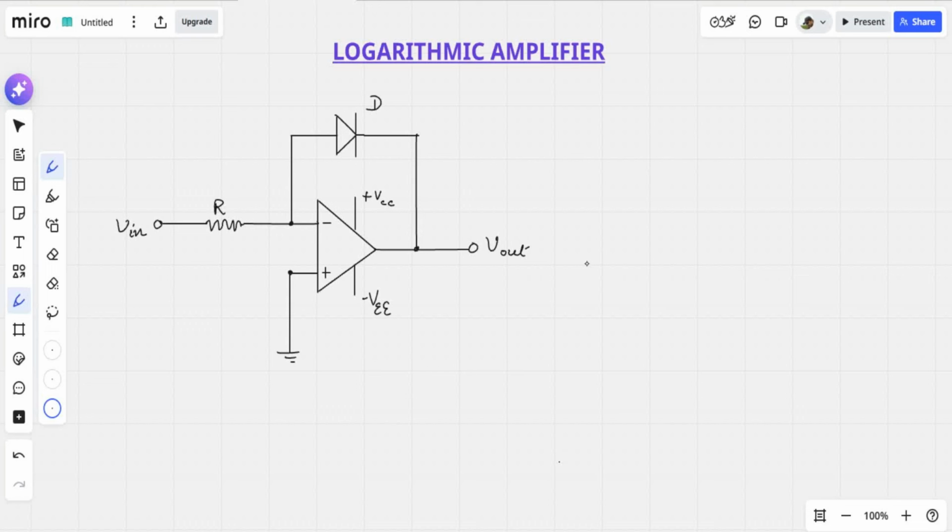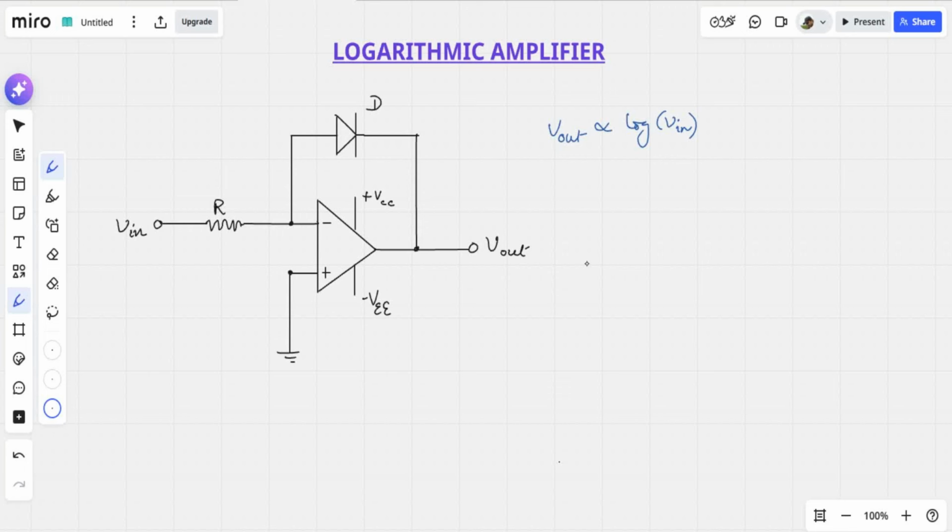The name itself says that we are going to get an output which is a logarithmic function of the input. So why do we need a logarithmic amplifier? In many real-world applications, signals can vary over large ranges, for example sensor signals, audio signals, measurement systems, and communication circuits. In such cases, if the input varies a lot, a linear amplifier may not be a convenient option. A logarithmic amplifier helps here by compressing the signal range, handling wide input variations, and making compression or display easier. So the circuit is very useful in practical electronics.